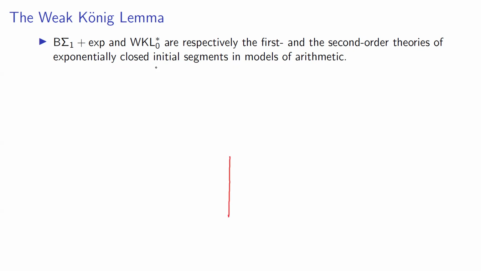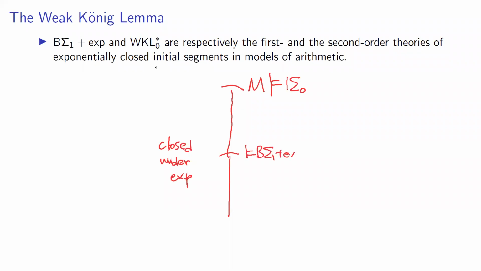What I mean by this is that, let's say I take a model of IΣ0. Then I look at just any initial segment that is closed under exponentiation. Then any such initial segment will have to satisfy BΣ1 plus exp, as an L1 structure. And conversely, if you have a countable model of BΣ1 plus exp, then it is a proper initial segment of a model of IΣ0. So really, BΣ1 plus exp is precisely the first order theory of exponentially closed initial segments in a model of IΣ0.